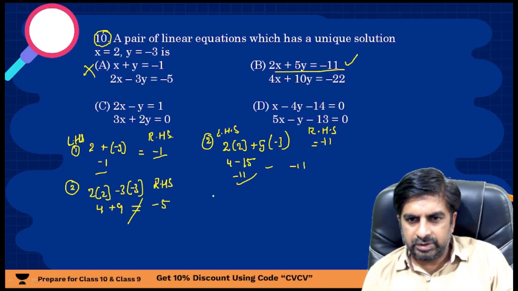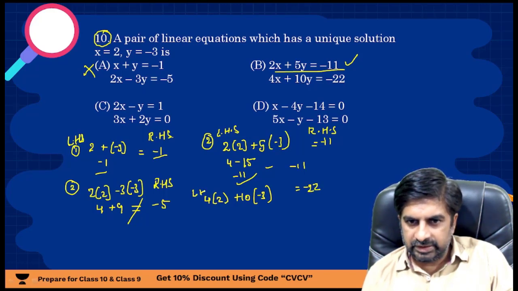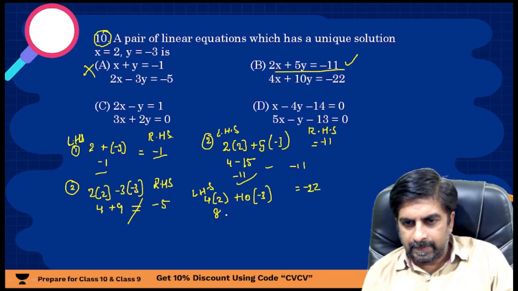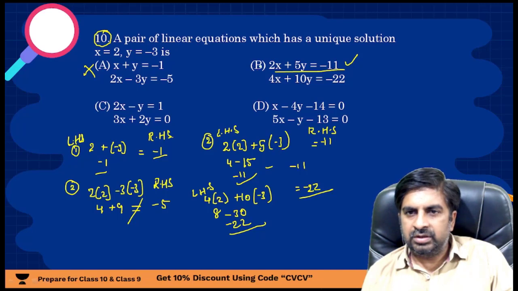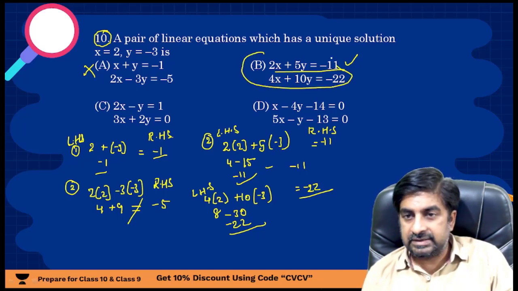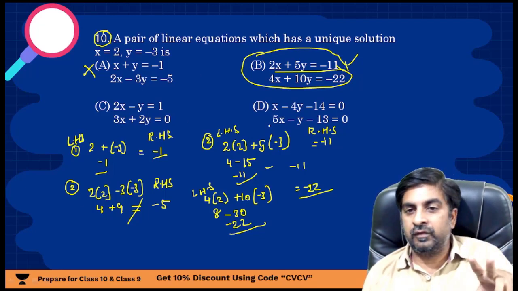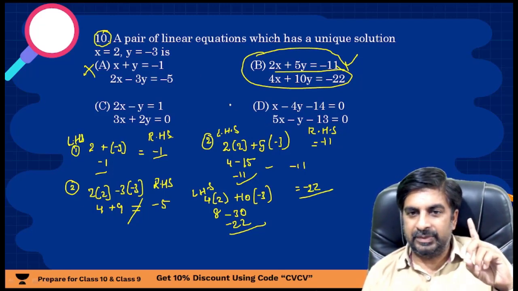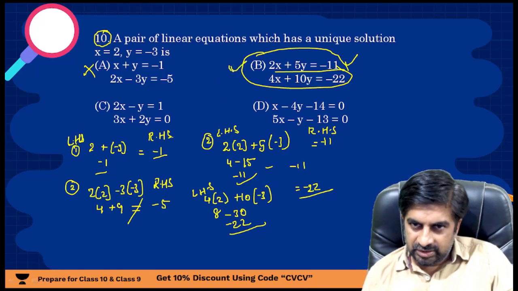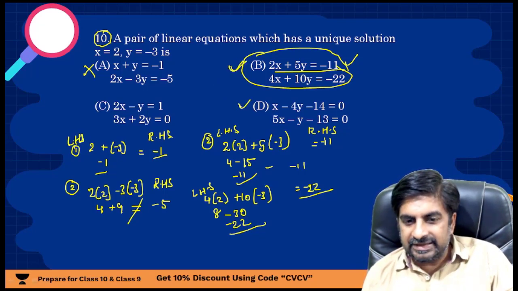Let us go with the next one. Here 4 into 2 plus 10 into minus 3, and here one problem is there that I want to explain. That's why I selected this question. Minus 22 on that side, this LHS and that RHS. So 8 minus 30 is minus 22 on both sides. So this is your correct answer. But guys, don't think that every time you will get only one option out of four. Here one big problem is there, guys. Actually this is correct, and yes, D is also correct.